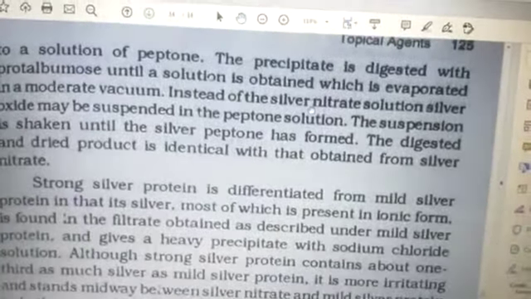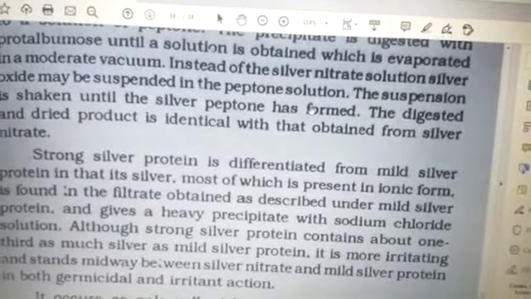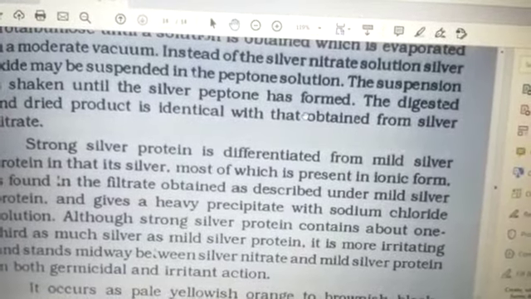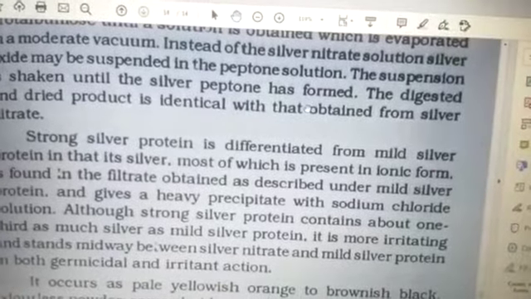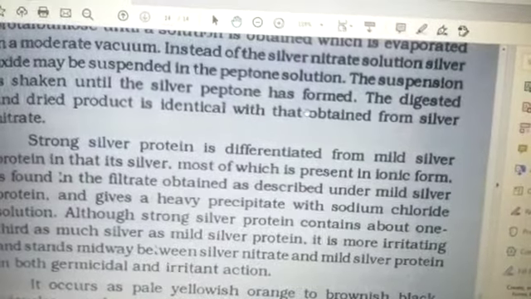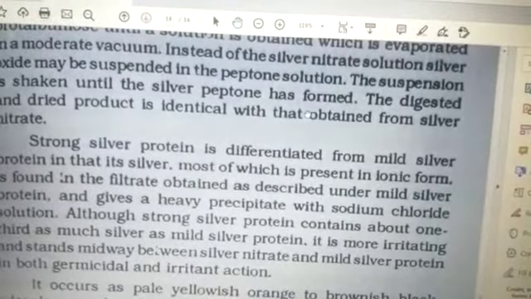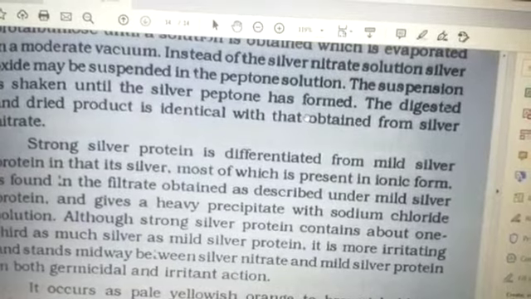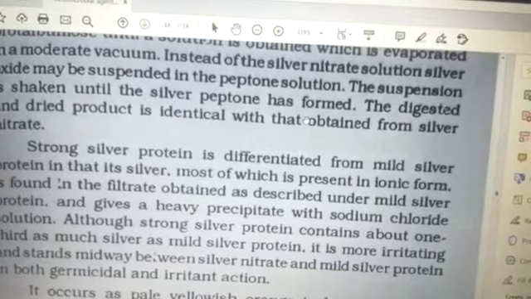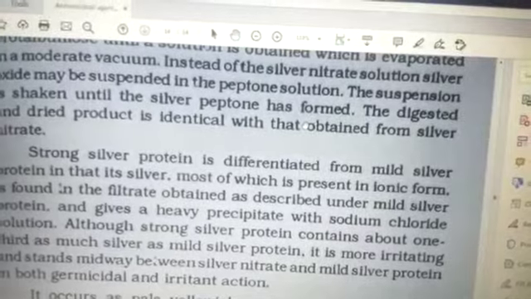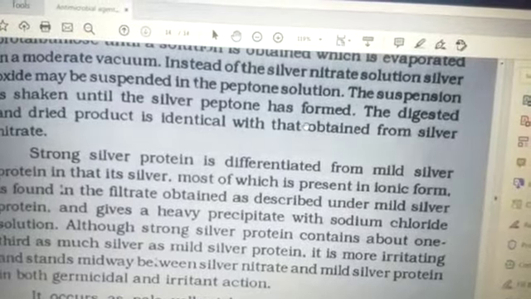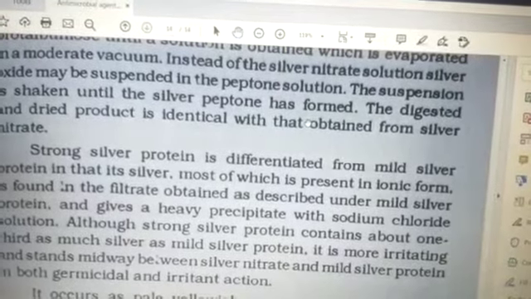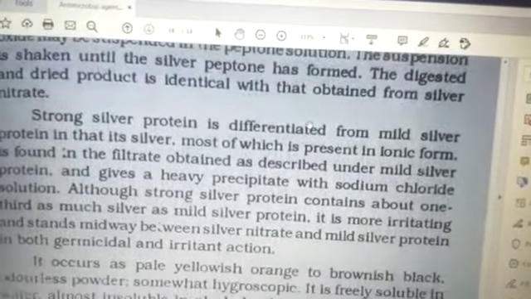Strong silver protein is differentiated from mild silver protein in that its silver, most of which is present in ionic form, is found in the filtrate obtained as described under silver protein, and gives a heavy precipitate with sodium chloride solution. Although strong silver protein contains about 1/3 as much silver as mild silver protein, it is more irritating and stands midway between silver nitrate and mild silver protein in both germicidal and irritant action.